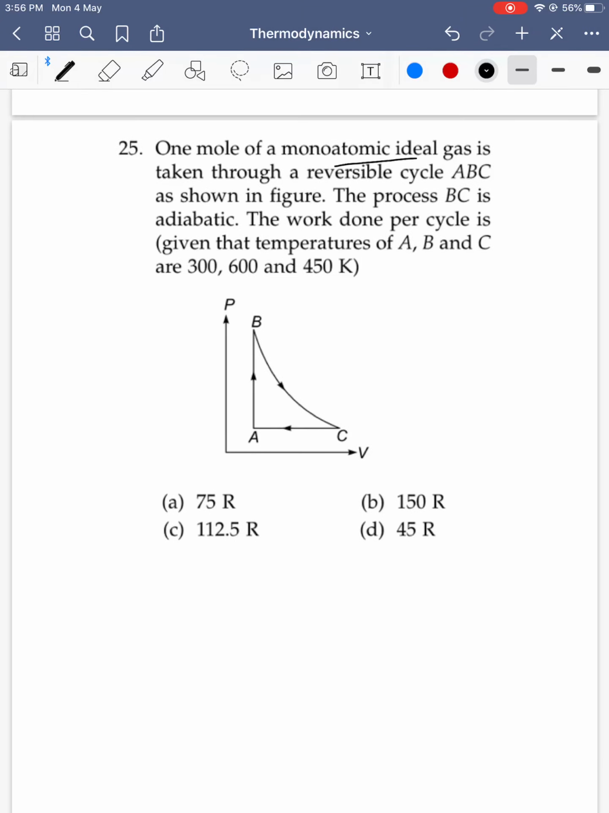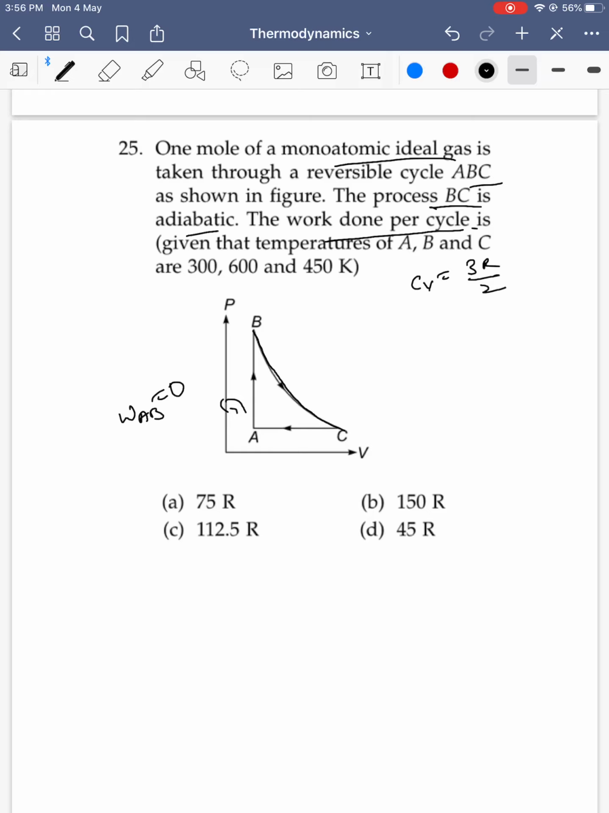1 mole of a monoatomic gas, Cv is equal to 3R by 2, is taken through a reversible cycle ABC. The process BC is adiabatic. The work done per cycle is to be found; the temperatures TA, TB and TC are given. The work done in AB is equal to 0 because it is an isochoric process.